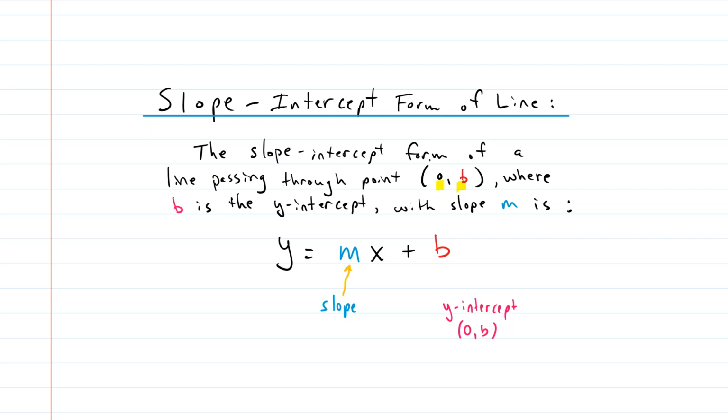M is the slope, and this b is the y portion of the y-intercept, the y-coordinate, because the x-coordinate of the y-intercept is 0. This formula is super, super useful because it clearly gives you the slope and the y-intercept at a glance. There's no algebra that needs to be done. If your equation is in slope-intercept form, it gives you a whole bunch of information right out of the gate.